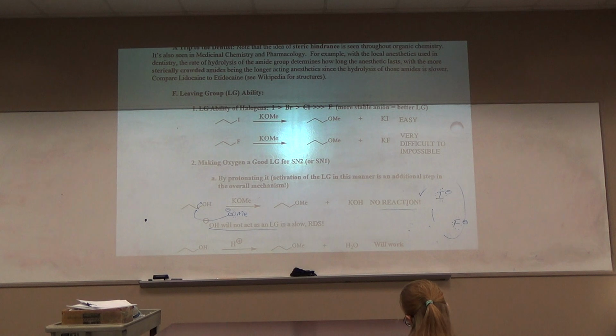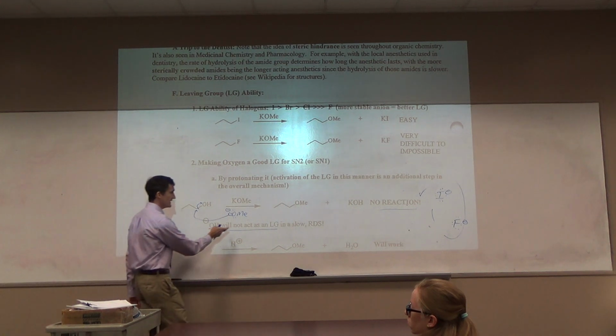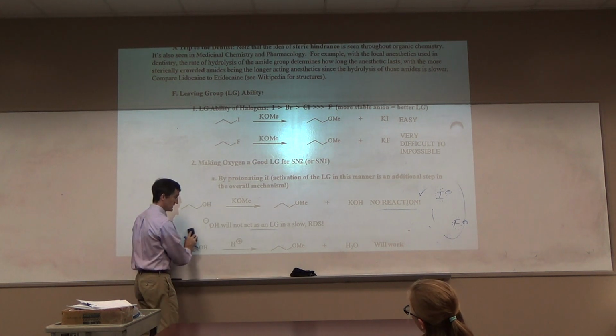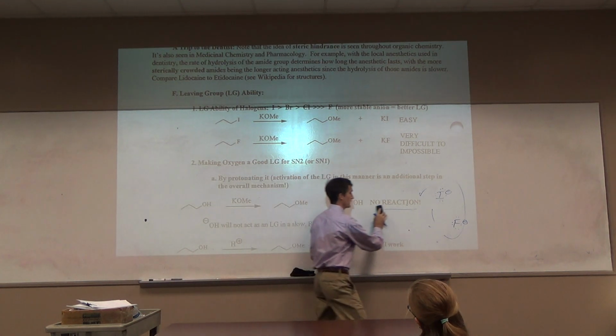Okay? In organic 2, though, we'll see mechanisms where the leaving group leaves in the fast step. The leaving group leaves in the fast step, it's not as important. And hydroxide will leave in a fast step. But it will not leave in a slow rate determining step, because that's a more difficult step. That's why it's rate determining.